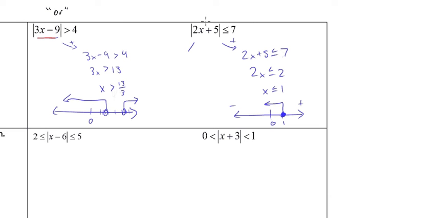On the other hand, if 2x plus 5 is a negative value and we need to take the absolute value of it, then 2x plus 5, whatever that is, would have to be greater than or equal to negative 7. All right, from here we subtract 5 from each side, and 2x is greater than or equal to negative 12. Divide each side by 2, and x is greater than or equal to negative 6.